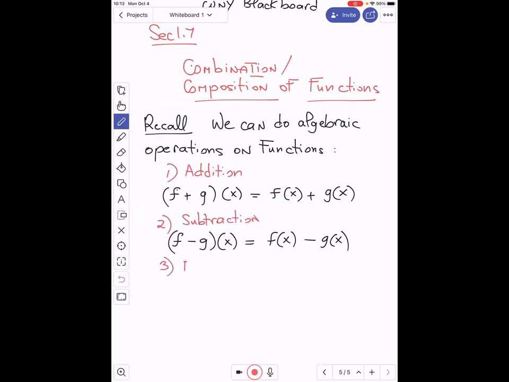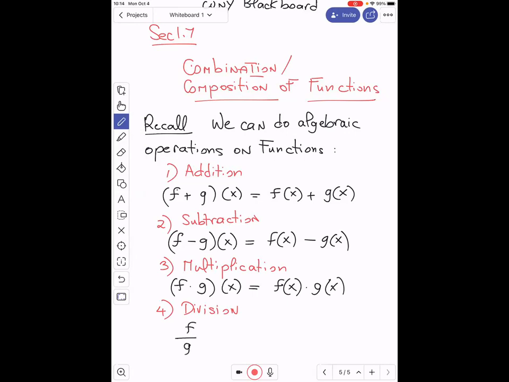Of course, there is multiplication and then division. Multiplication would be f times g. This is the same notation: f times g of x is just f of x multiplied by g of x. And then division, we denote by f over g. When you say f over g of x, it's just f of x divided by g of x.